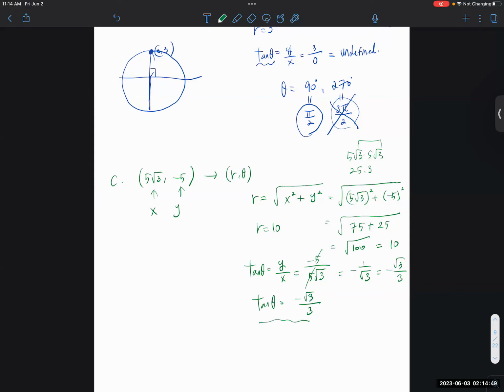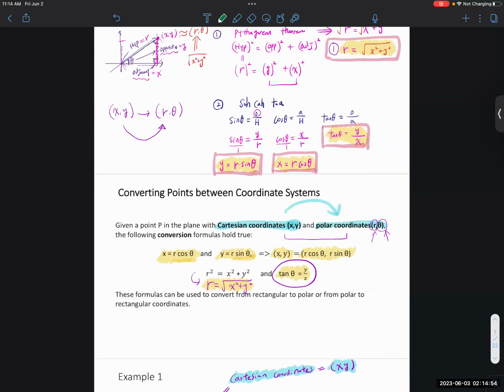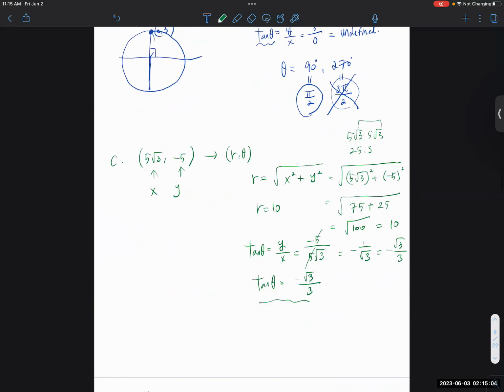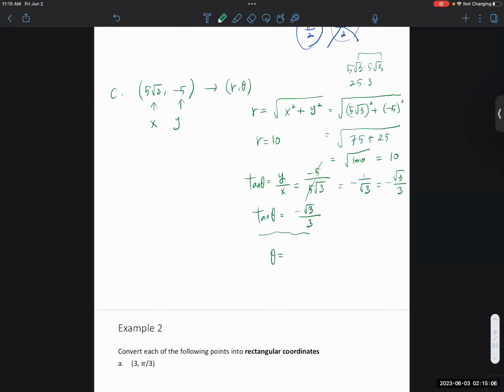So let's go to the table. Which angle gives you negative radical 3 over 3? So this one is a corresponding. This is the same as radical 3 over 3, but it's positive, and we have a negative. It's going to be negative 30 degrees. So the theta is going to be negative 30 degrees.